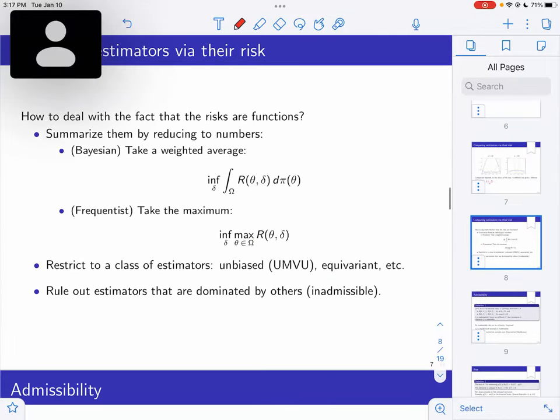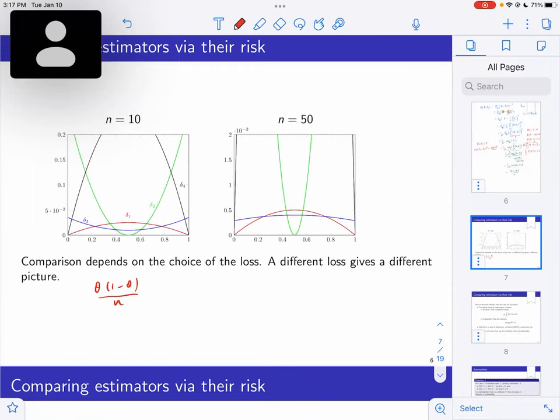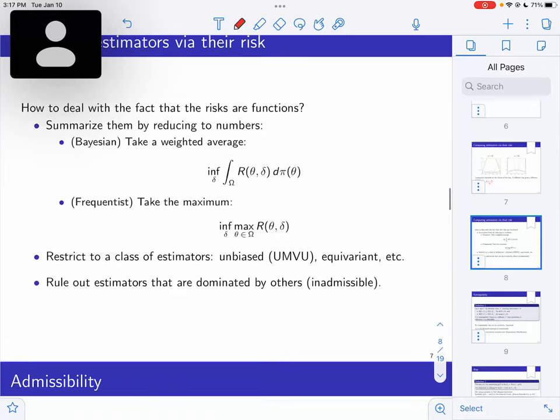I'm going to wrap up. The other way is taking the maximum, the worst case. If you look at the worst case risk of this, for example, it is bigger than the worst case risk of the other, maybe here. For n equal 50, the worst case risk of this is here, and the worst case risk of this is here. So from a worst case perspective, if you want to cover the whole thing, this blue one is beating the sample mean. If you care about the minimax risk, which is what the maximum risk is doing, that's another way of reducing the curve to a number. So you can take a weighted average, or you can take the maximum.